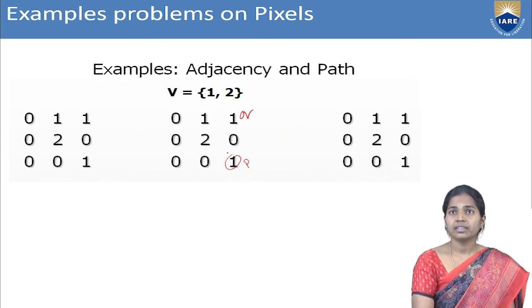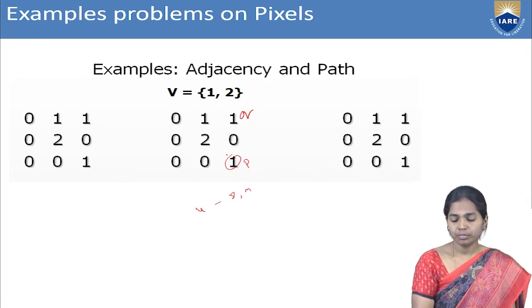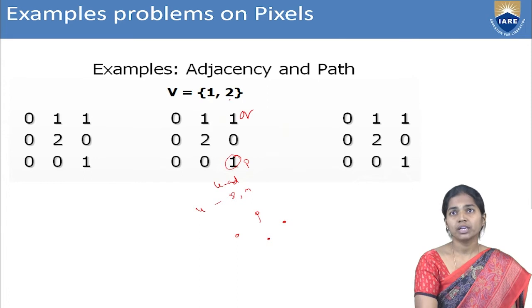So here, for example, I have the 4 path, 8 path and M path. When we go for the 4 path, we need to consider the top point, right side, left side and bottom side. This is my point P. From this point, if I am using 4 adjacency, is there any possibility? Here we have mentioned V equals 1 comma 2, which means we are finding the path from P to Q.